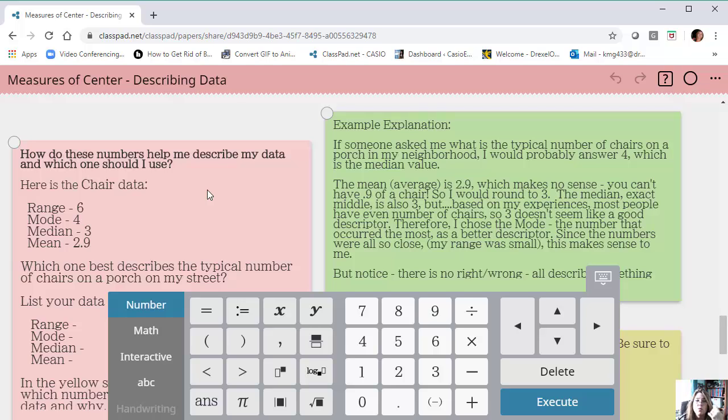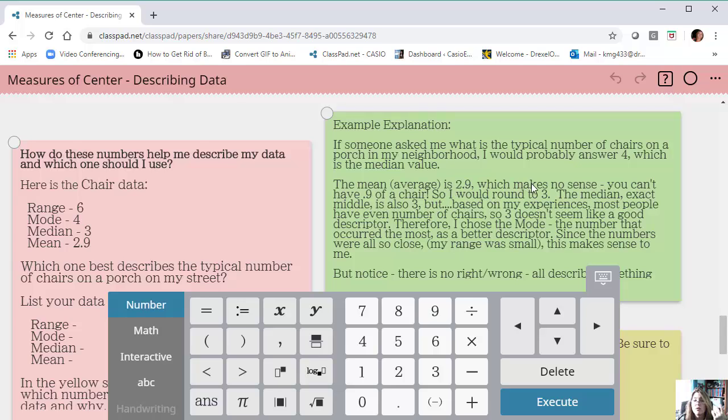And again, this is where you come in. It really depends on your reasoning. So for me, if the question is, what's the typical number of chairs on a porch in my neighborhood, I went with the mode, the one that occurred the most, for a couple reasons. I talked about the mean being this 2.9, which I would have rounded up because it doesn't make sense in the context of chairs, that 0.9 of a chair.